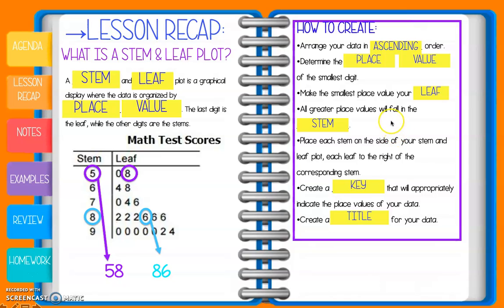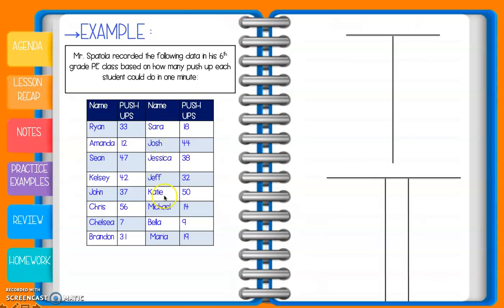You're going to put the stems on the left and the leaves on the right. You're going to create a key that appropriately tells people what the place value is. Then you're going to create a title so people can see the attributes of your data. Okay, so let's take a look.